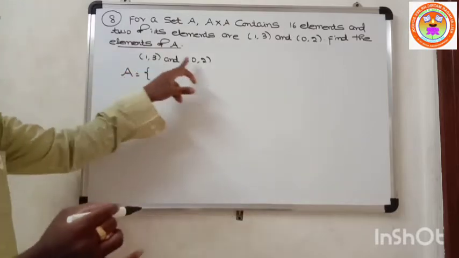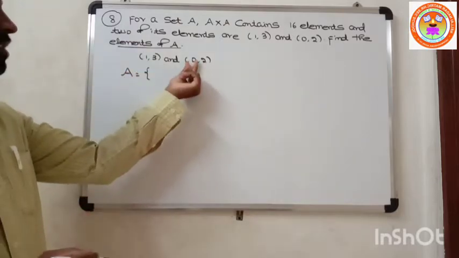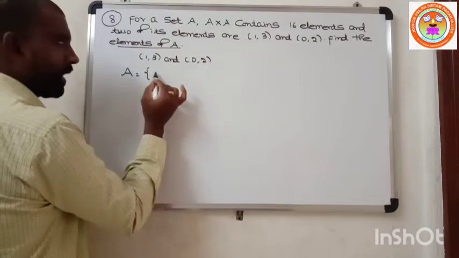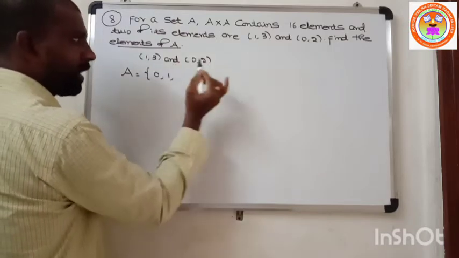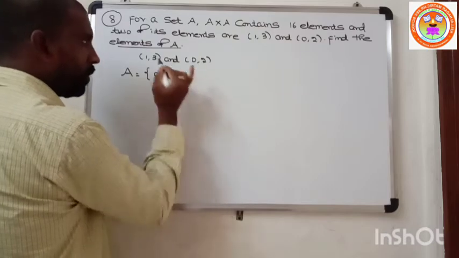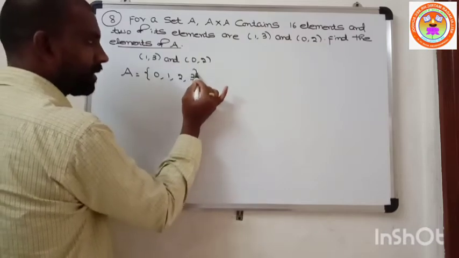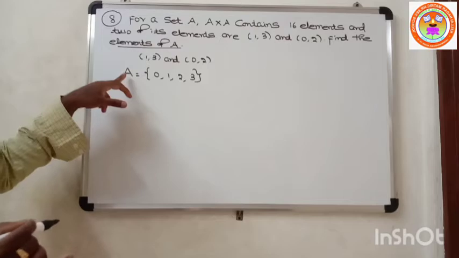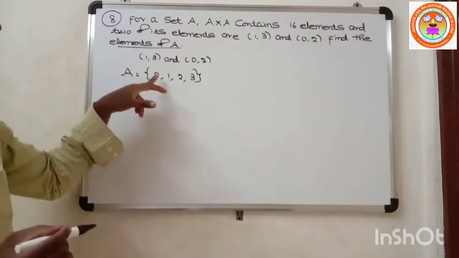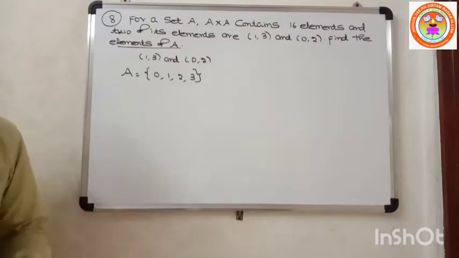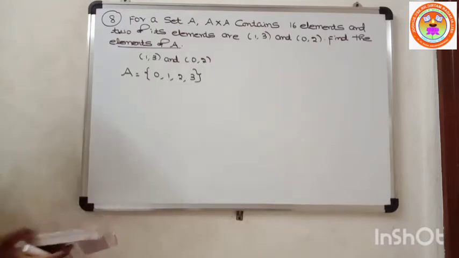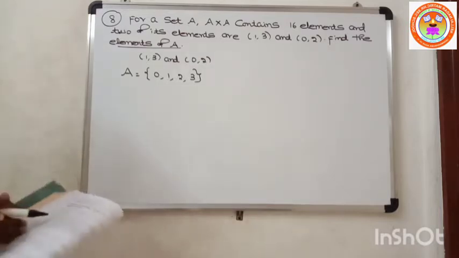These two combined, what is the smallest value? First one 0, then second one 1, then 2, then 3. So A can take the values 0, 1, 2, 3. Now I am going to the 9th one.